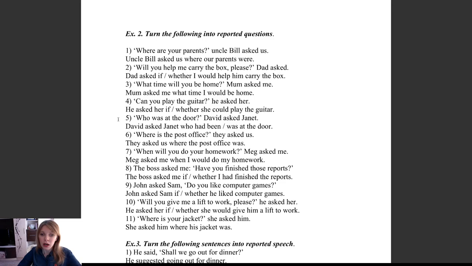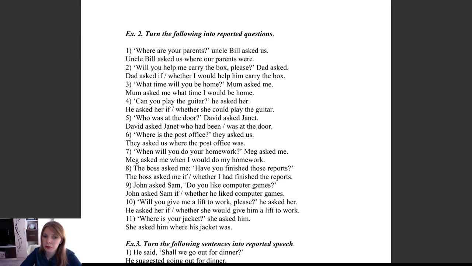Number five. Who was at the door? David asked Janet who had been or who was at the door. This is a subject question. Вопрос к подлежащему, да? У нас нет по факту с вами подлежащего, да? У нас есть вопросительное слово who. Мы меняем глагол was на форму past perfect had been, либо оставляем так, как и было в оригинальном предложении.